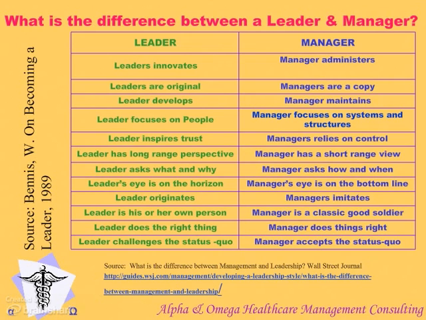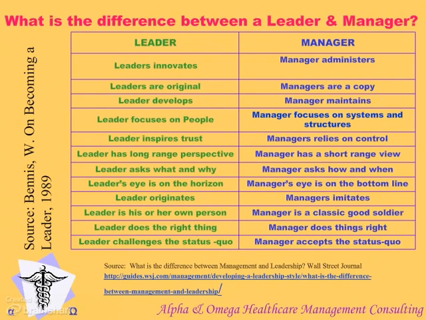A good leader has a long-range perspective. That is, he or she not only looks at the short term, but also has long-term goals, unlike a manager who has only the short-range view. A leader asks what and why, while a manager asks how and when. A leader's eye is on the horizon, looks to the future, while a manager's eye is on the bottom line. Focus is only on the present, today, getting things done, completed, making money.